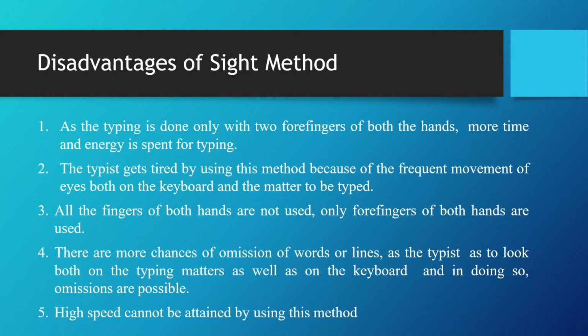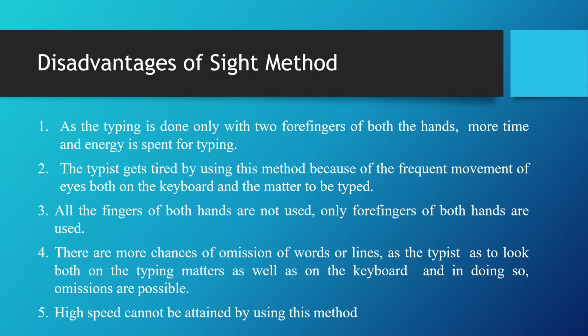Now, disadvantages of the sight method. First disadvantage: as the typing is done with only two to four fingers of both hands, more time and energy is spent for typing. It means a user will spend more time on the typing process. Second, the typist gets tired by using this method because of frequent movement of the eyes between the keyboard and the matter to be typed. One time the user will look at the matter and one time at the keyboard. It means the concentration level will be very low. Because of that, a user will get tired.